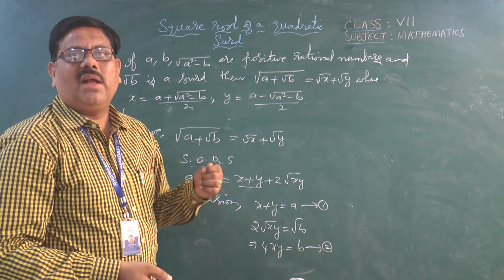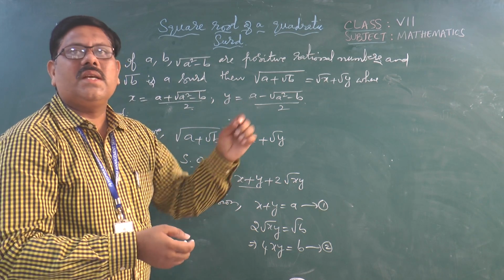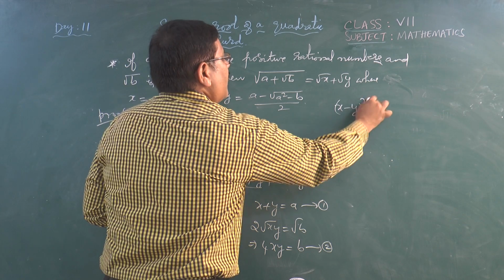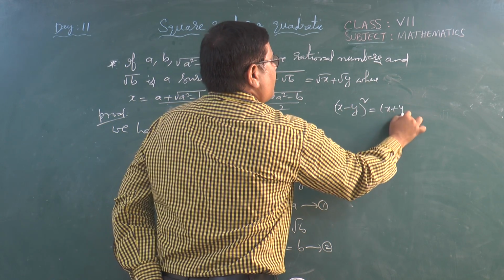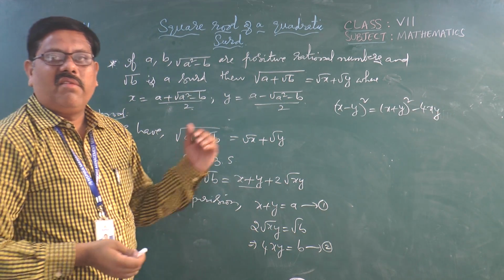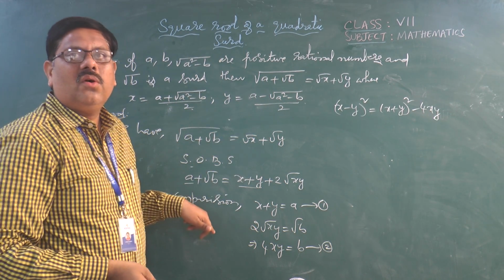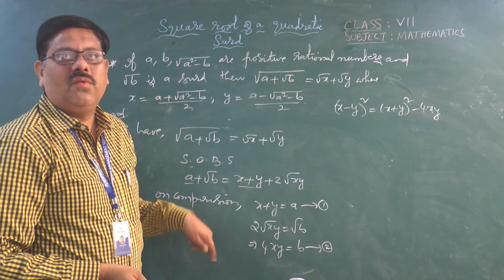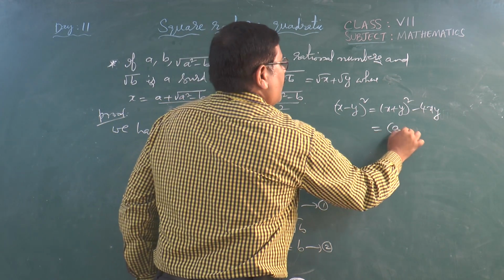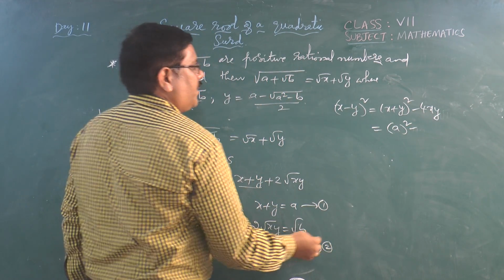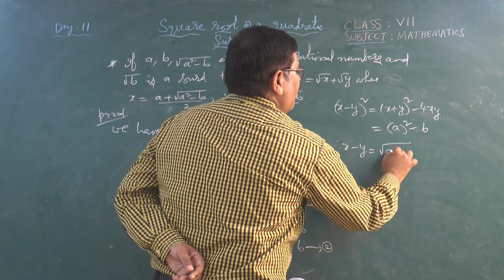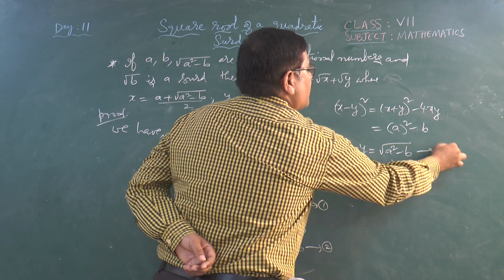Now I will try to get the value of x minus y by using an identity. What is that identity? The identity is x minus y whole square is equal to x plus y whole square minus 4xy. This is a very useful identity in finding x minus y whenever you know x plus y as well as 4xy. Now if you look at this, x plus y we have as a, so a square minus 4xy, we have as b, a square minus b. Therefore, x minus y is the square root of a square minus b. Let me call it condition number 3.